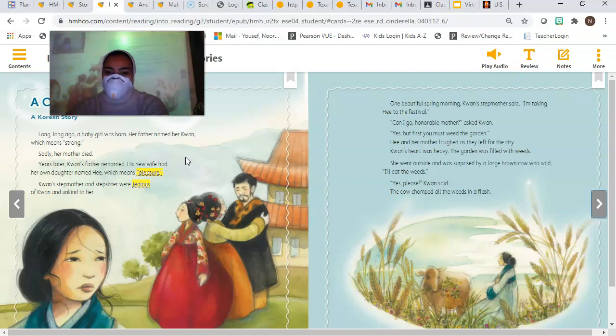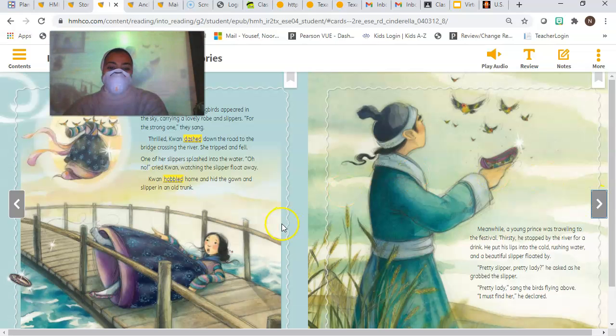She wanted to go to the festival. Very good. And did her stepmother let her? She said, you can, but what do you have to do first? Get out all the weeds in the garden. And there were a lot of weeds in that garden.